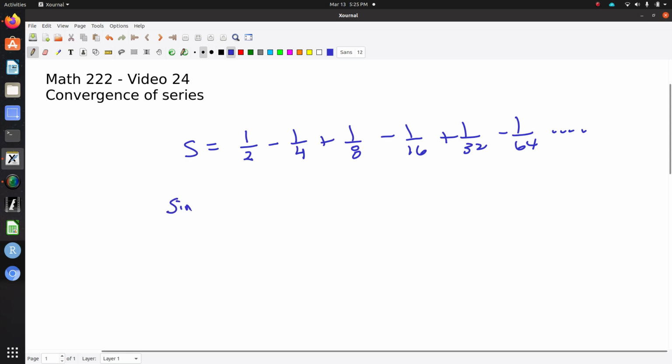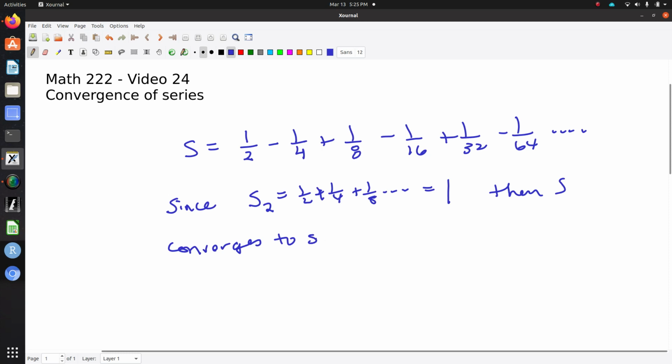So since S2, which is equal to 1/2 plus 1/4 plus 1/8, and so on, adds up to 1, then S converges to something. And we can solve for that, but that's not our job today. Our job is to just determine if it does converge. But it has to converge to something, because if all the terms for S2 were positive, then you get 1.